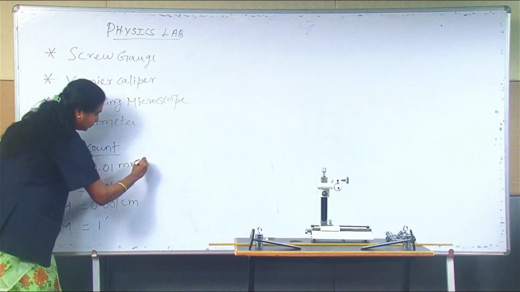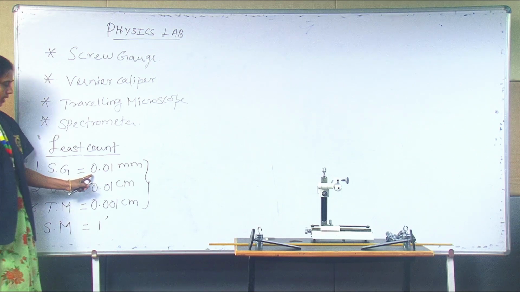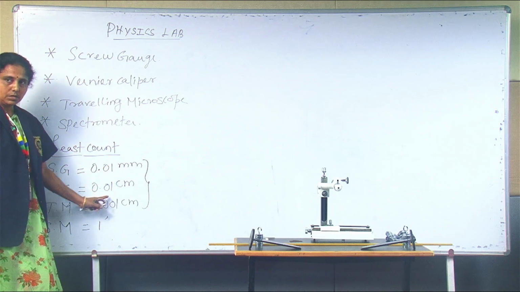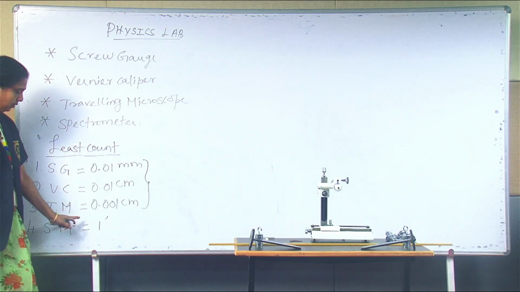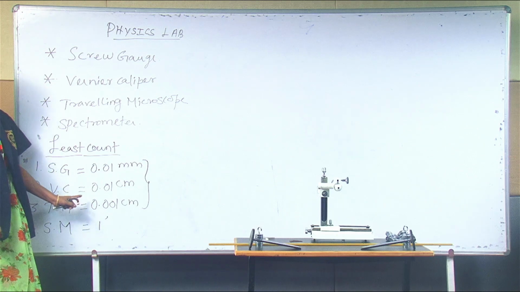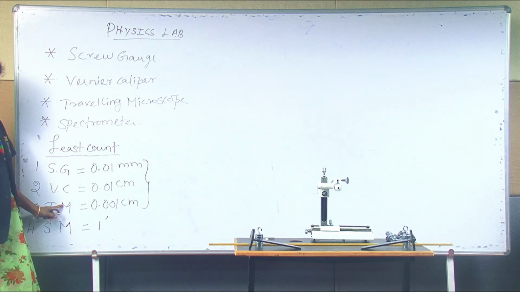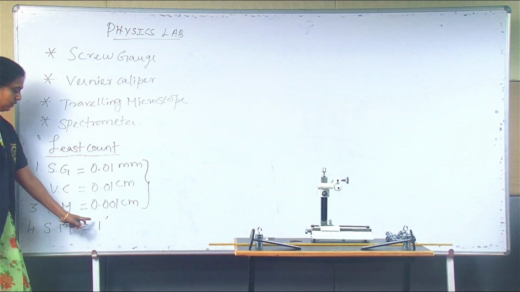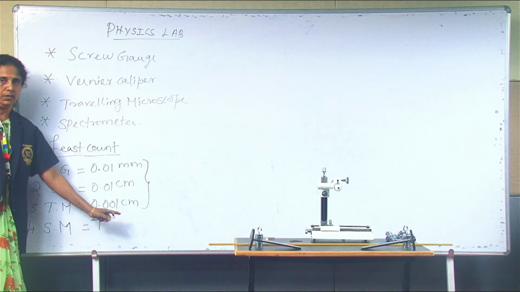So you look here. For the first three apparatus, we have the least count values in decimal, like millimeter, centimeter, 0.01, 0.01 centimeter, and 0.01 centimeter. But this is the only apparatus having least count as 1 minute. The first three instruments have a linear scale. The only apparatus having a circular scale is the spectrometer. Here we have degrees and divisions. So we got the least count as 1 minute.